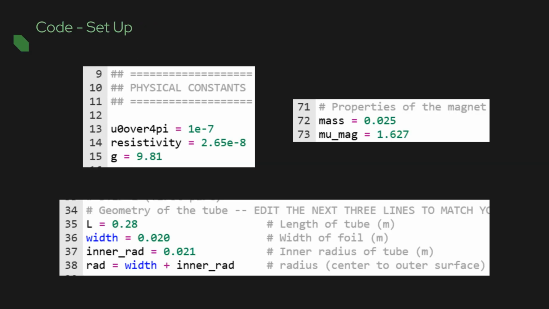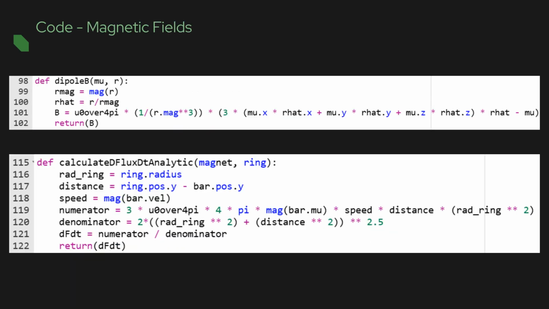For code setup, we have mu naught, the resistivity of the aluminum foil, gravity, mass, the magnitude of mu of the magnet from our previous lab, as well as some of the geometries of the tube. Continuing our code, we have the dipole equation for the magnetic dipole, as well as the d flux dt calculation using the equations in our models from earlier.